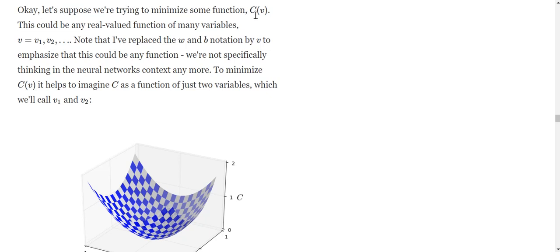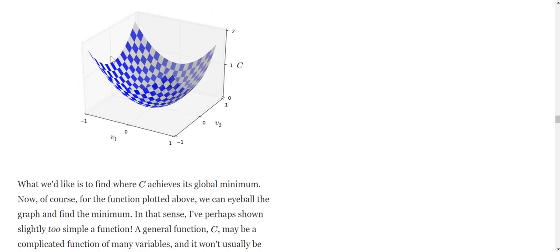So let's suppose we're trying to minimize the cost function C of V. This could be any real valued function of many variables, where V is V1, V2 and so on. The author has replaced the W and B notation by V to emphasize that this could be any function. We're not specifically thinking in the context of neural networks anymore. To minimize C of V, it helps us to imagine C as a function of just two variables, which we'll call V1 and V2. So this is a plot of C with respect to V1 and V2.